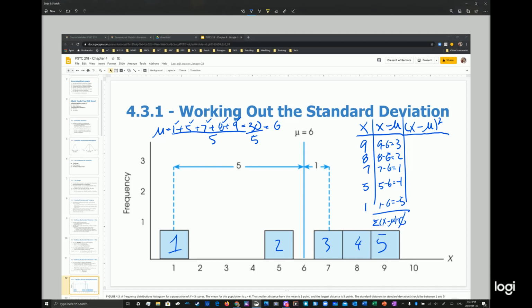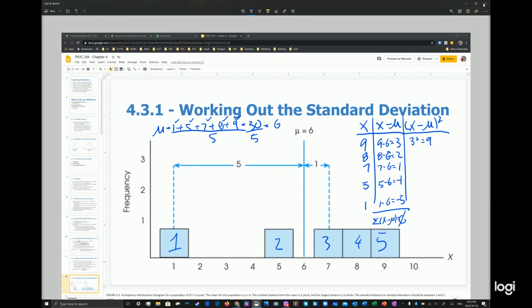That's not going to work. So we need to square those values. So here we got 3 squared, which is 9. 2 squared, which is 4. 1 squared, which is 1. -1 squared, which is 1. -5 squared, which is 25. Cool.